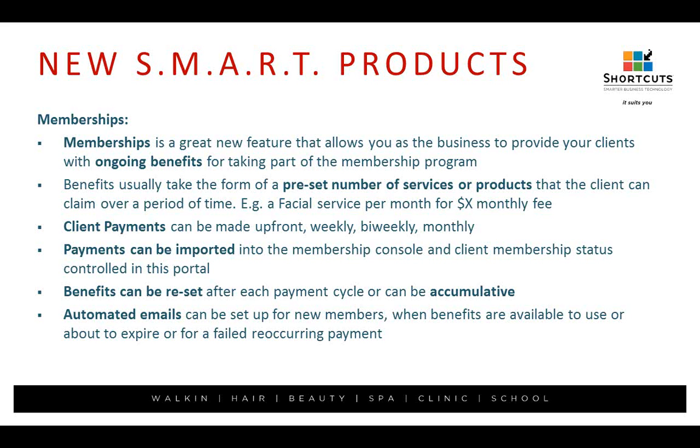So what about the benefits that are attached to these memberships? They can be set on the payment cycle, or they can be accumulative. So they can start to add up for the customer, and the customer can take advantage of those as the year progresses. We'll also have the ability to have automatic emails for new members, when their benefits are available or when their benefits are about to expire. So this is one of the features that our customers have been asking us for, and we're almost ready to introduce it into the newest build of Shortcuts.